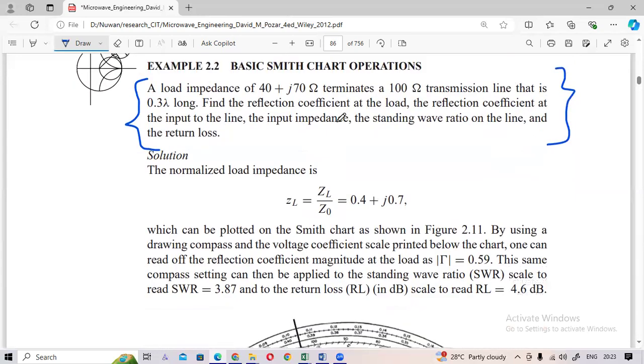So here we have to calculate some parameters related with the transmission line: reflection coefficients at the load, reflection coefficients at the input, line input impedance, SWR, and return loss, okay. So these things you should be able to calculate, okay. And also you should have the idea what is return loss, what is standing wave ratio, and input impedance. We have talked these things, okay. Reflection coefficients, okay. So these terms you should understand very well, okay. If you have any problem, you can ask, okay.